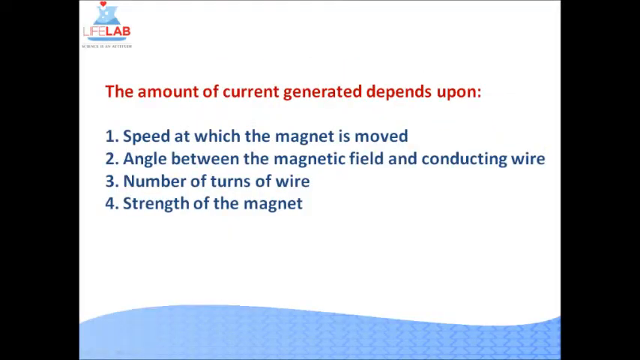The strength of the current generated depends upon the speed at which the magnet or the wire is moved, the angle between the magnetic field and the conducting wire, the number of turns of the wire, and the strength of the permanent magnet.